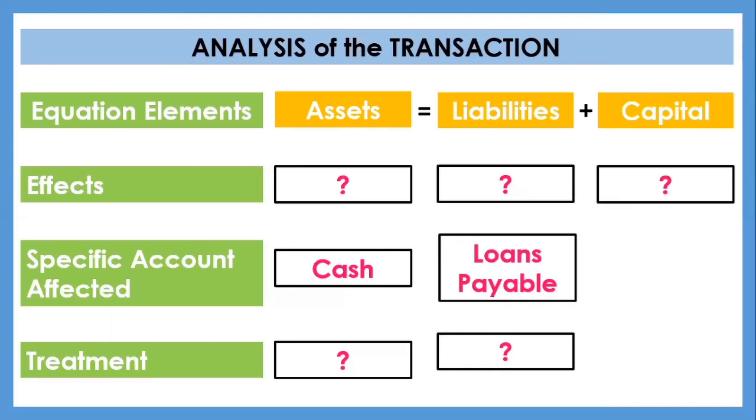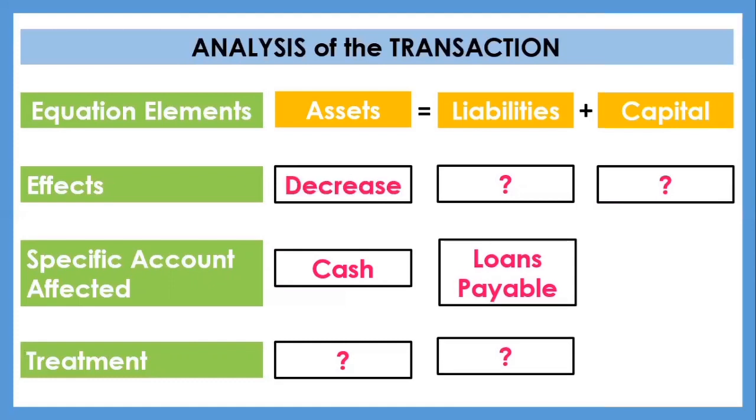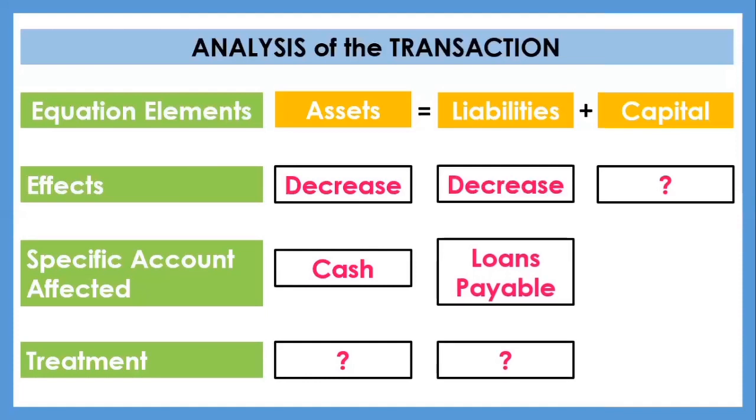Now, the second step in analyzing the transaction is to determine the effect of each account towards our assets, liabilities, and capital. So in this case, our cash will decrease our assets since, like I said earlier, we made a payment on our loan and therefore there is an outflow of our asset. And aside from that, our liabilities will also be decreasing. So it will decrease our liability since we already made a payment, a portion of our total loan, okay?